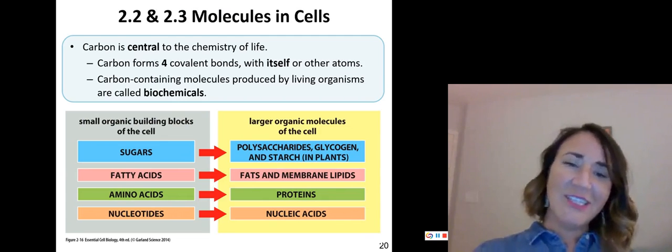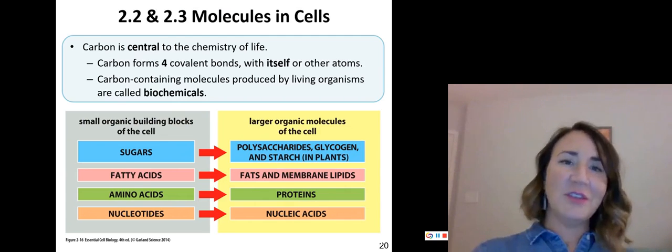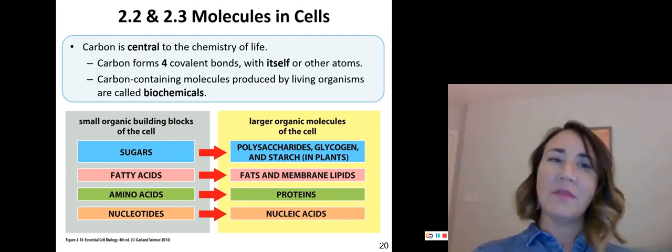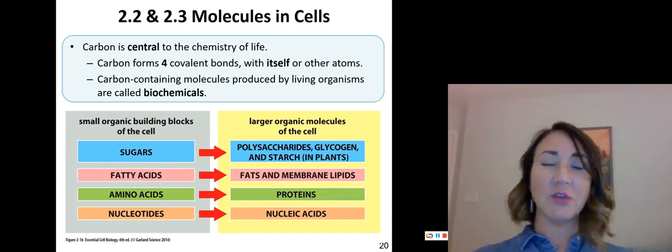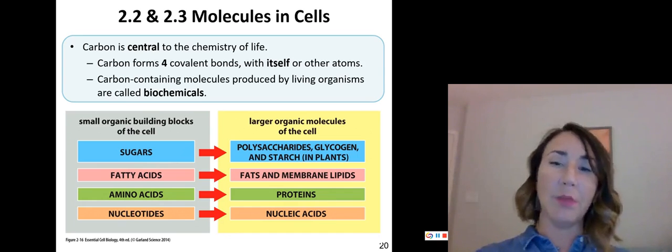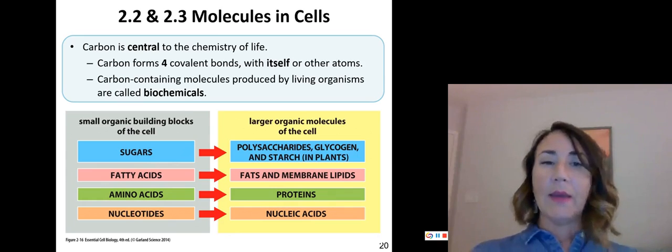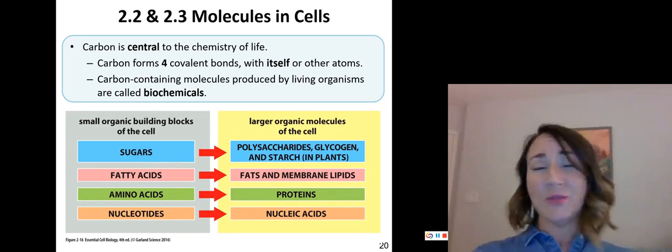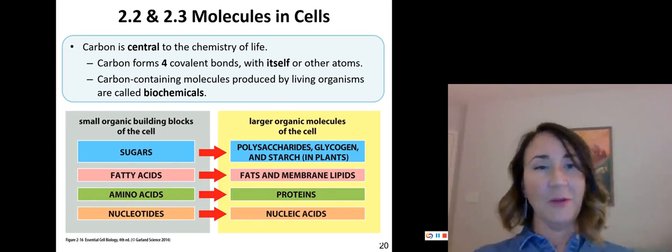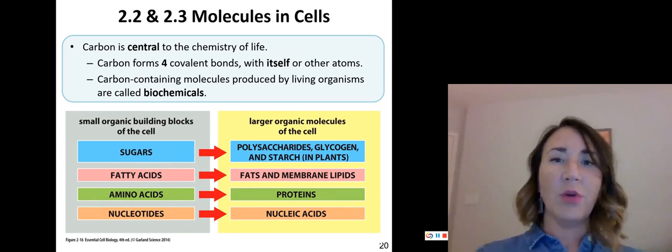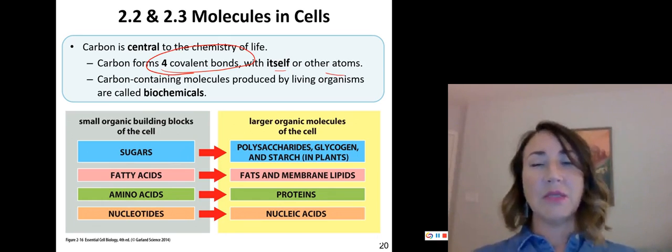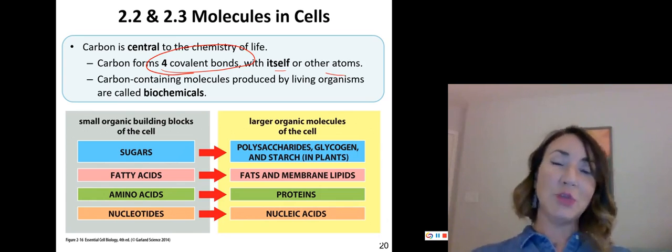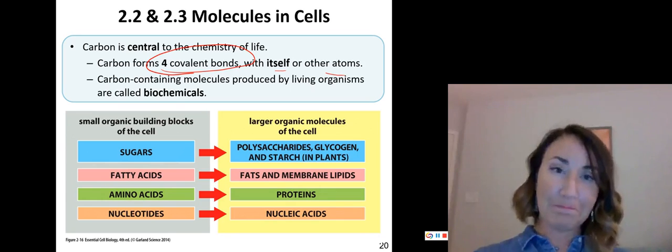All right. So we're moving right along. We're going to talk about these small molecules becoming much larger molecules, such as sugars becoming polysaccharides and complex carbohydrates. And so carbon is central to the chemistry of life. The fact that there are 4 covalent bonds with itself or other atoms really makes it this dynamic structure. And when you get to organic chemistry, you'll really just learn to love all things carbon.